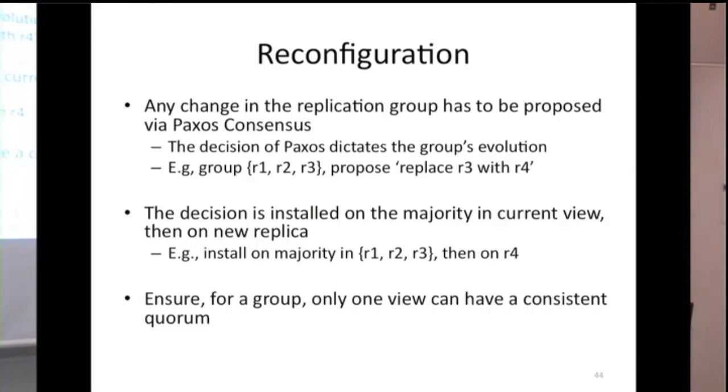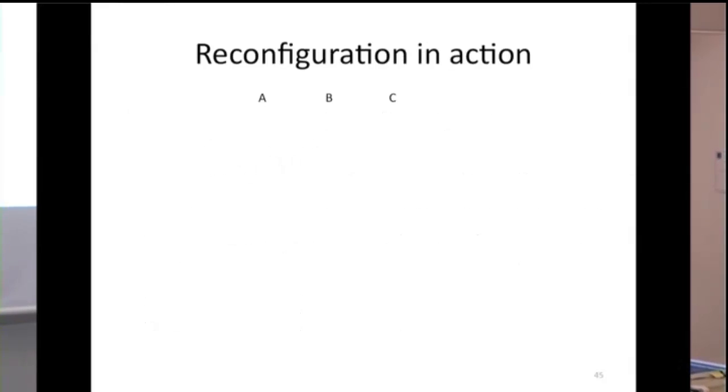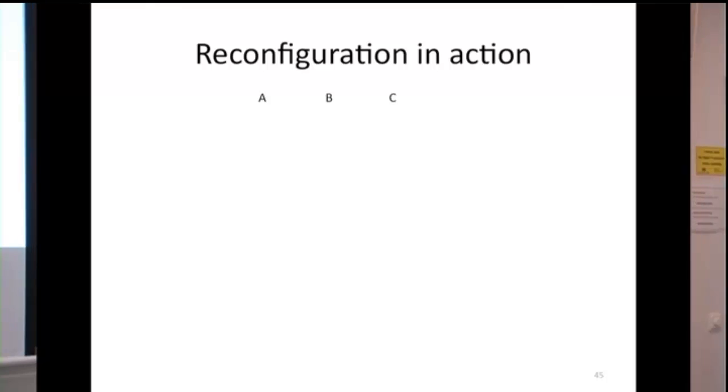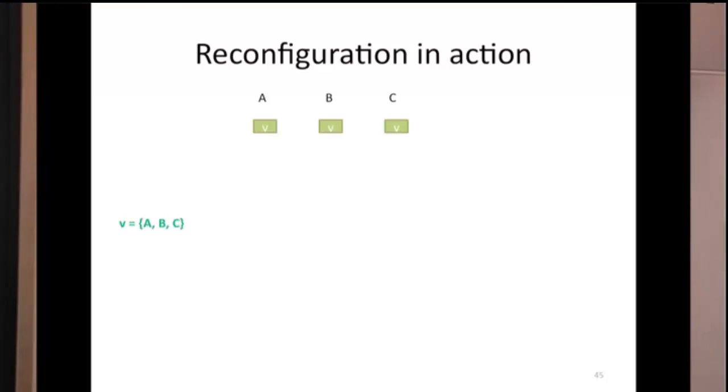So we have to make sure that for each group there is only one view which can have a consistent quorum. So let's see how this reconfiguration occurs in practice. So we have replicas A, B, and C. They have a view V. Let's say this view is ABC.